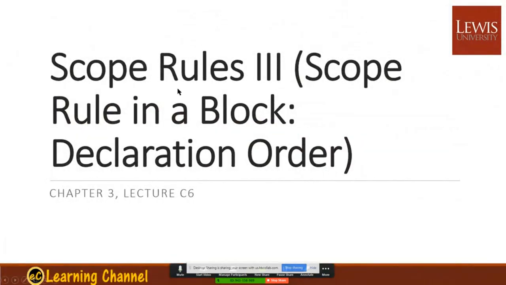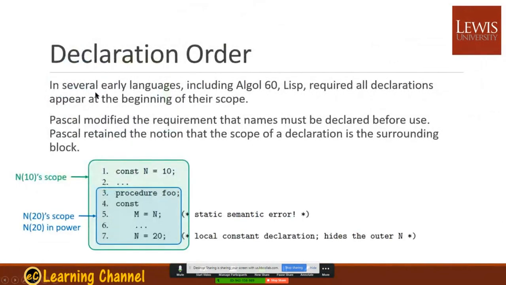Scope rule number 3. Scope rule in a block. Declaration order. In several early languages, including Algol 60 and Lisp, all declarations were required to appear at the beginning of their scope. Pascal modified the requirement that names must be declared before use. Pascal retained the notion that the scope of a declaration is the surrounding block.